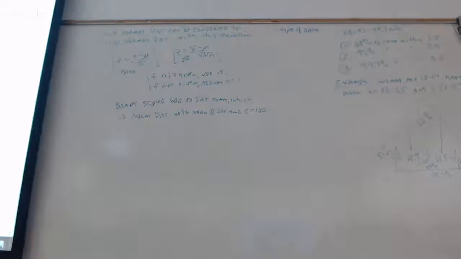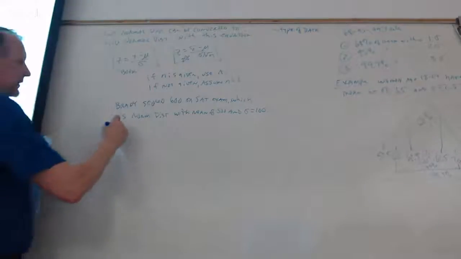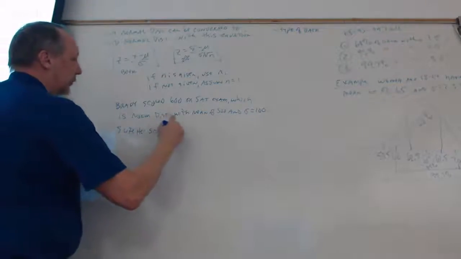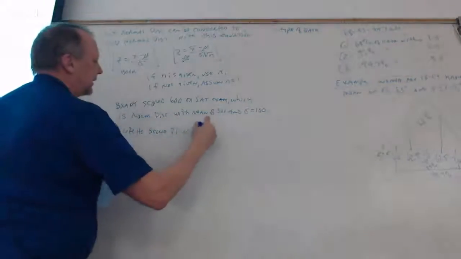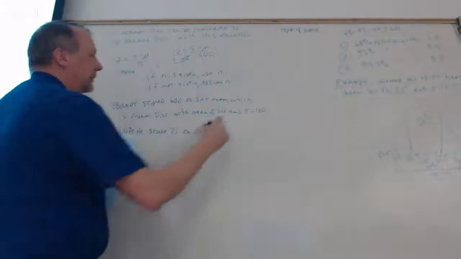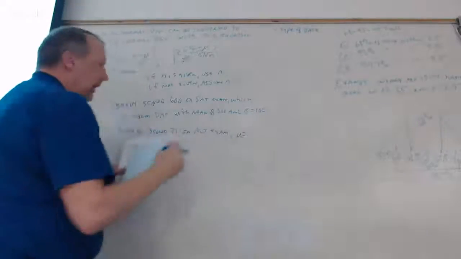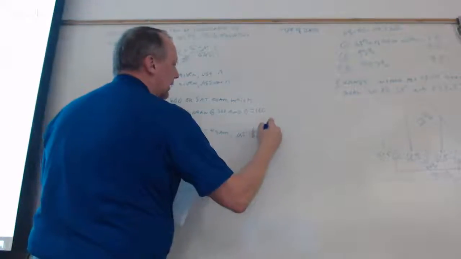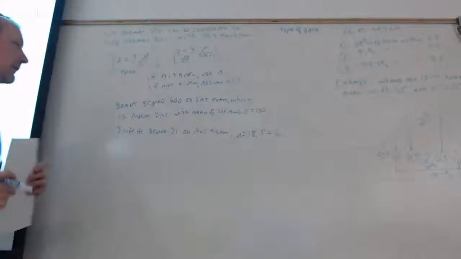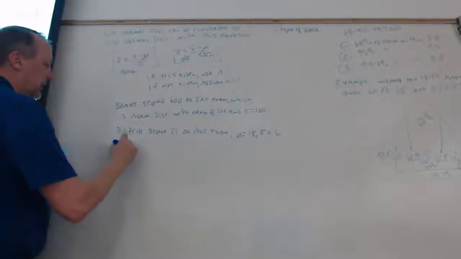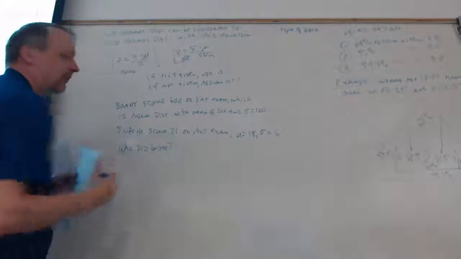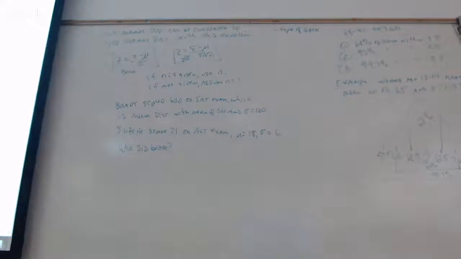Now we're going to pick on Suzette, who scored 21 on the ACT exam, which is also normally distributed with a mean equal to 18 and a standard deviation equal to 6. Who did better?